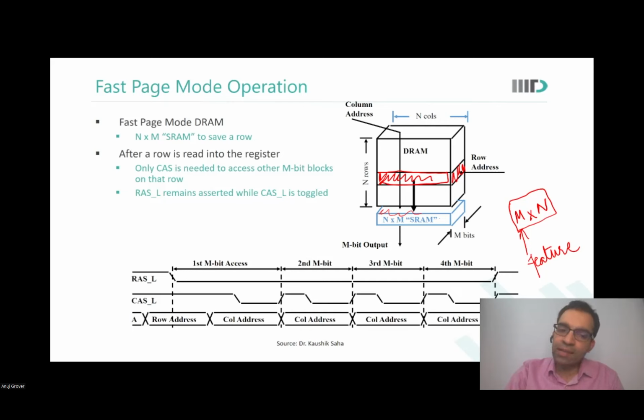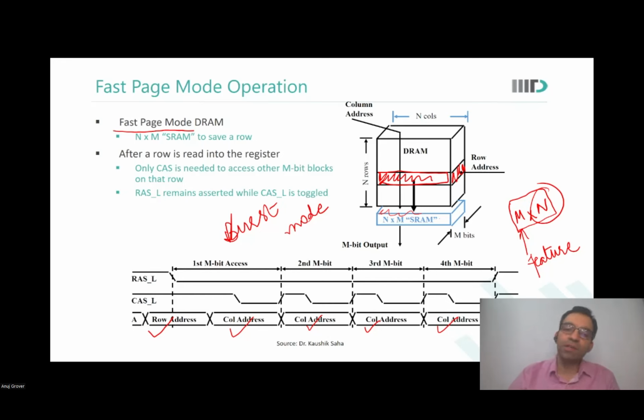And then as I want to access subsequent words, first I gave a row address and the column address to get the first word out. Then I only need to change the column address and I will get the remaining N minus 1 words out. This access is called burst mode or fast page mode.